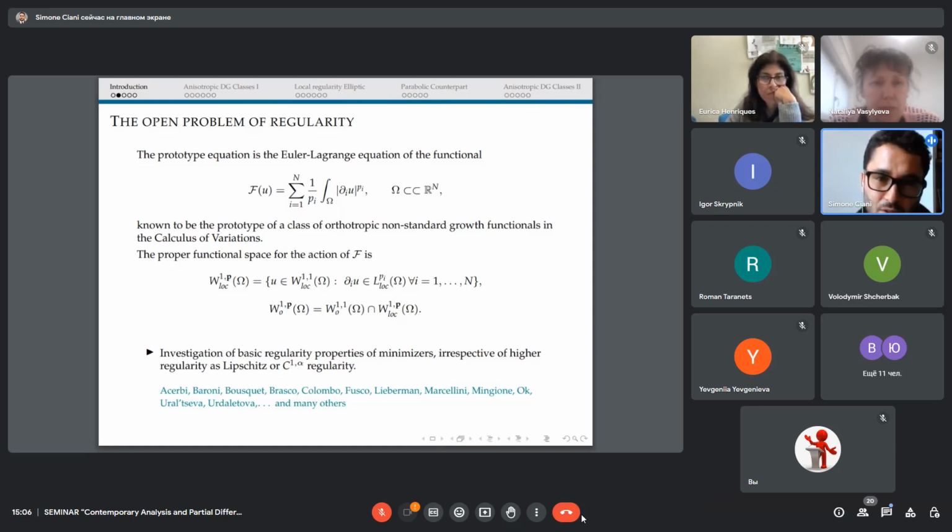How to define this functional? Where does it act? It acts in a space which is called an anisotropic Sobolev space, which is the space of functions in W^{1,1} such that the i-th partial derivative lives in L^{p_i}. So it has a different integrability. The functions of this space have different integrability of the partial derivatives.